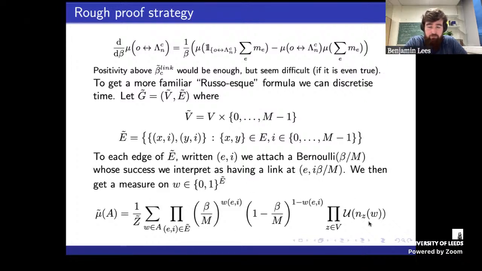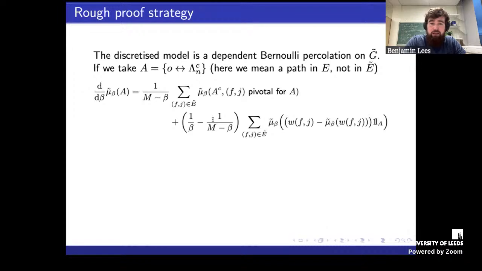Okay, this is what we had before. We have the edge weights that we had earlier, and we also have this binomial term, and we know that in the right limits, this will converge to a Poisson. Well, now we can differentiate this and see what we get, because we have something that looks like a normal Bernoulli percolation, albeit on a slightly strange graph. And if we do that for A being our event from before, then we do get something involving pivotal edges.